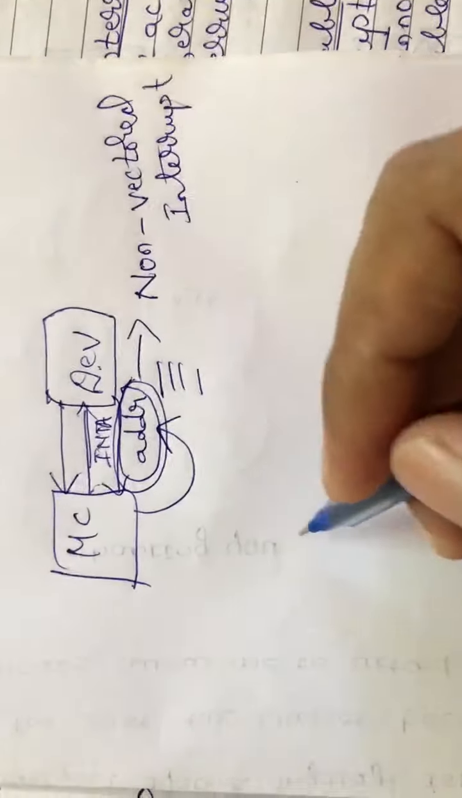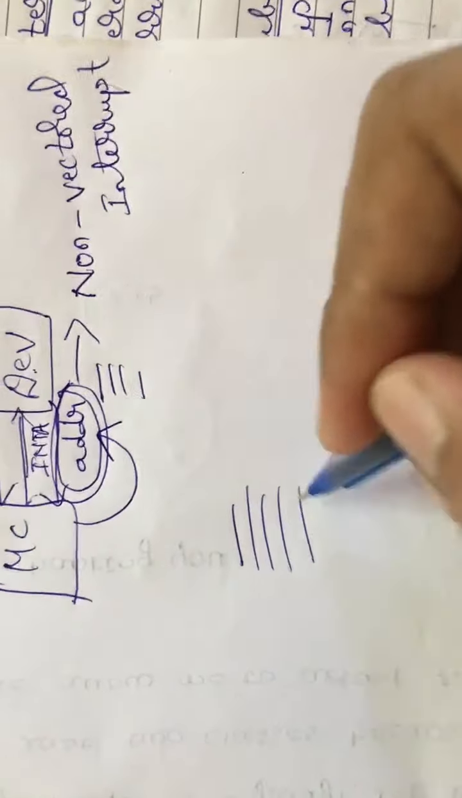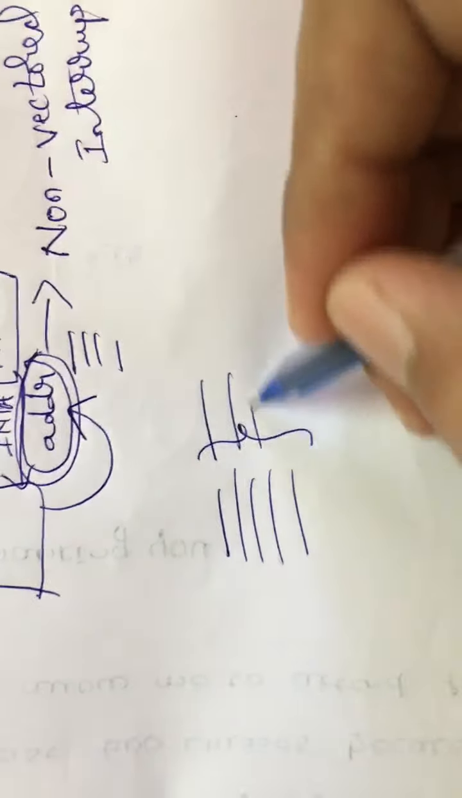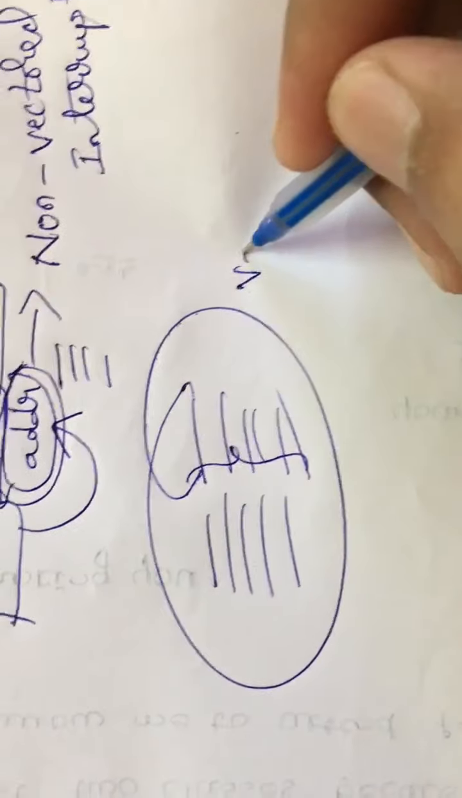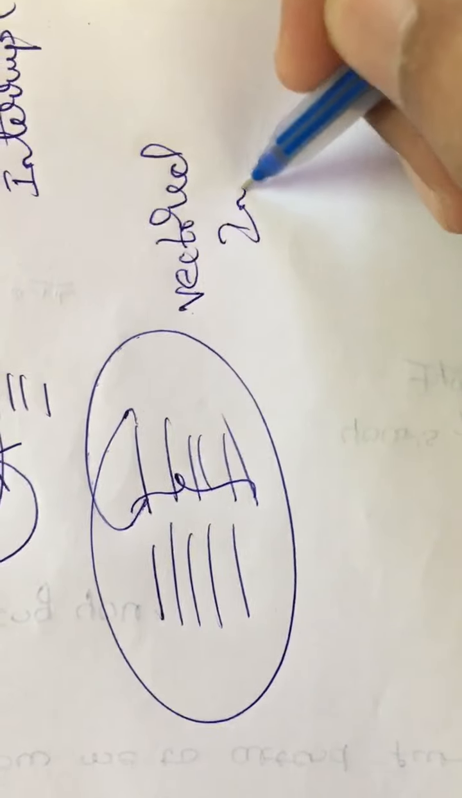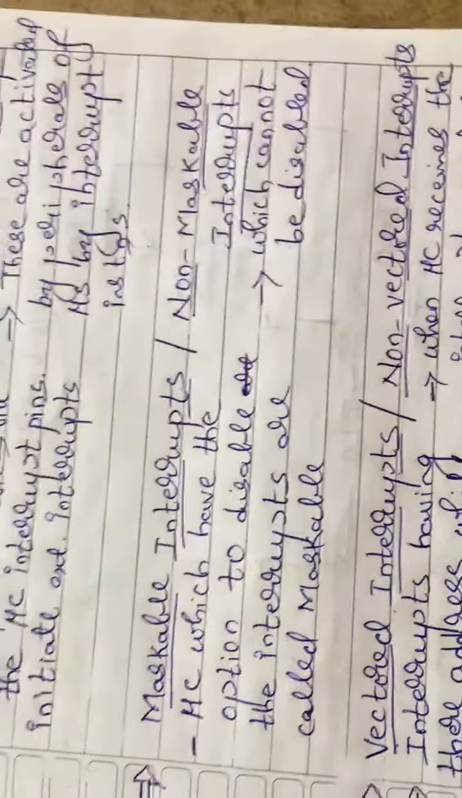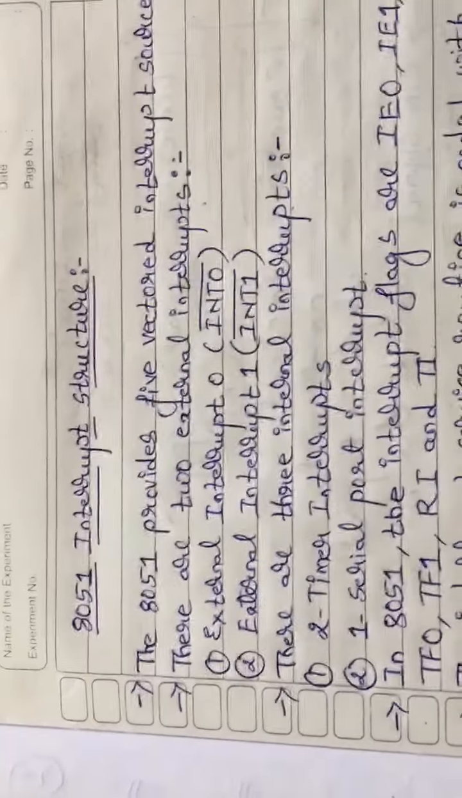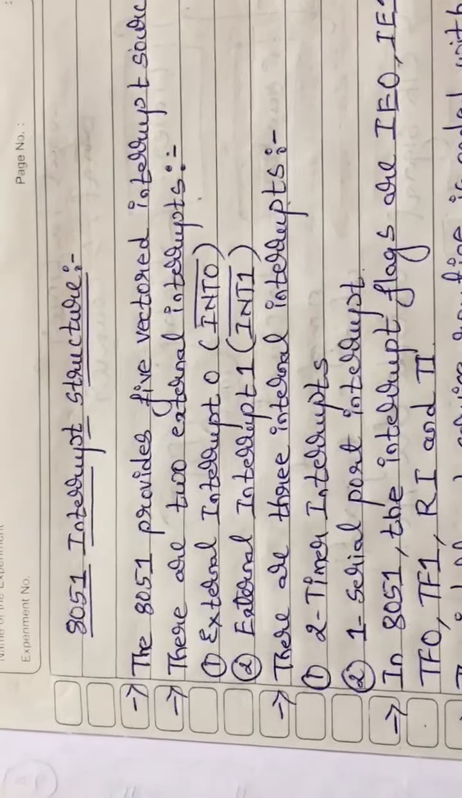But in a vectored interrupt, we have a certain number of instructions which are predefined, and we have their addresses which are also predefined. So that is called vectored. I will talk about this in the next session. Okay, so by this we'll stop and we'll take up the next in the next session.